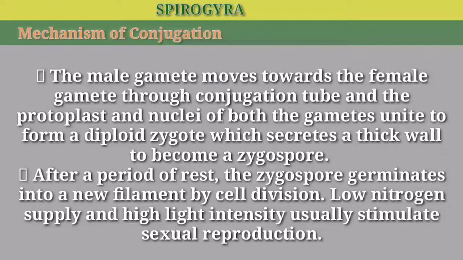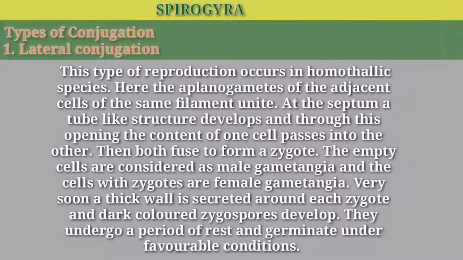Low nitrogen supply and high light intensity usually stimulate sexual reproduction. Types of conjugation: lateral conjugation. This type of reproduction occurs in homothallic species. Here the aplanogametes of the adjacent cells of the same filament unite. At the septum a tube-like structure develops and through this opening the content of one cell passes into the other. Then both fuse to form a zygote.